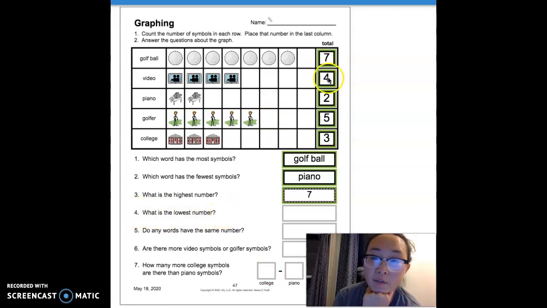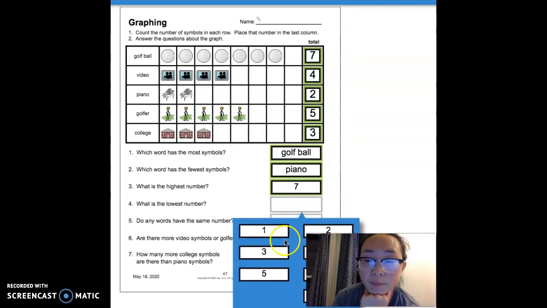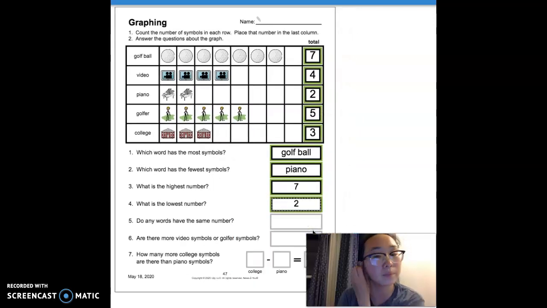So then number 4 asks, well, what is the lowest number? Is it 4, 2, 5, or 3? Out of the ones we have left, which one's the lowest? So that would be 2. 2 is our lowest number.